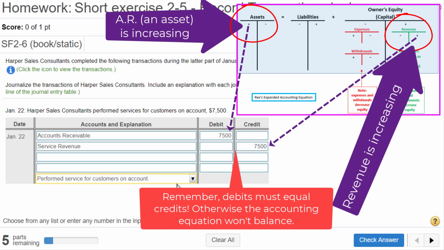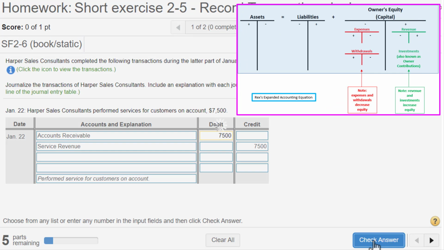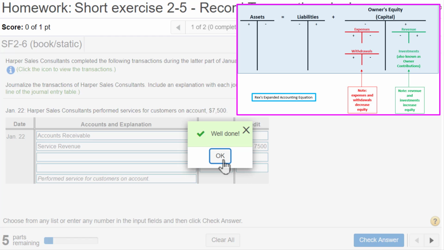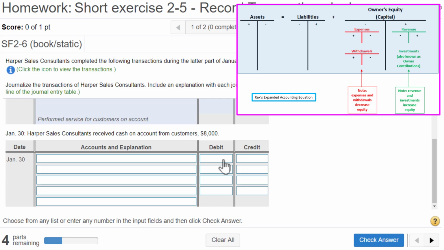Now there is something that's unrealistic about this. Notice nowhere does it say what the customers' names are. So if your boss ever came back to you and said, okay, well, which customers owe us this $7,500 in AR, you wouldn't be able to tell them. So in the real world and in future chapters, we will be recording the names whenever we sell something on account.